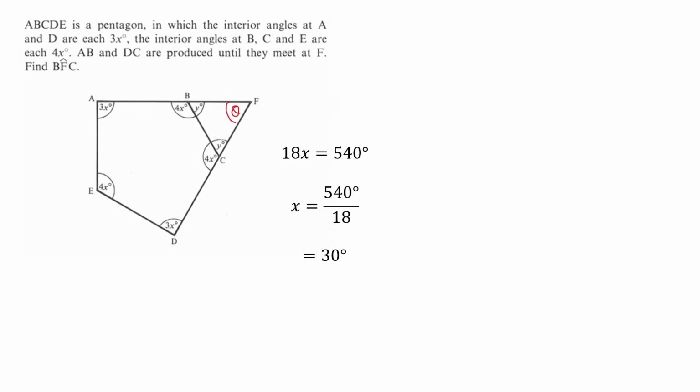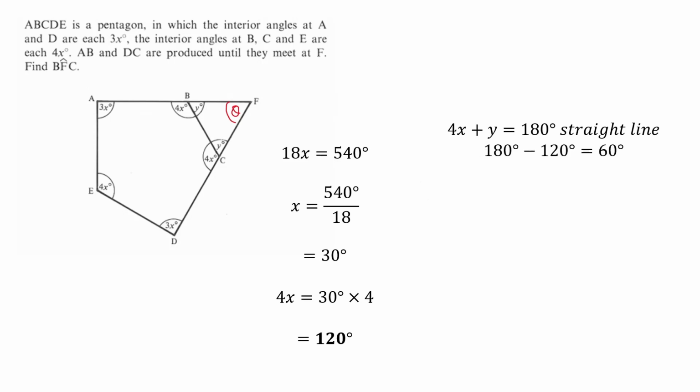Now we need to find what 4x is, right? 4 times 30 will give you 120 degrees. Our target is to find out what the y degree is. For x and y, they are on a straight line, right? So that will make 180 degrees. From that, let's substitute. When we subtract 180 minus 120, that is the value for 4x, so that will give 60 degrees, which is the y angle.